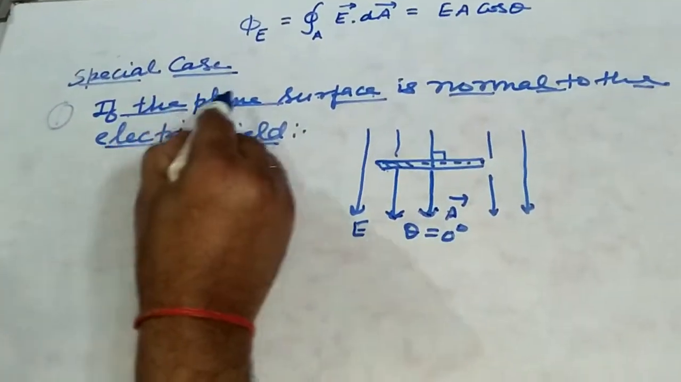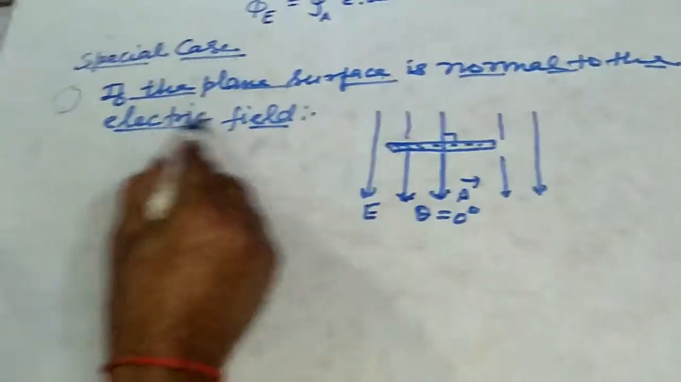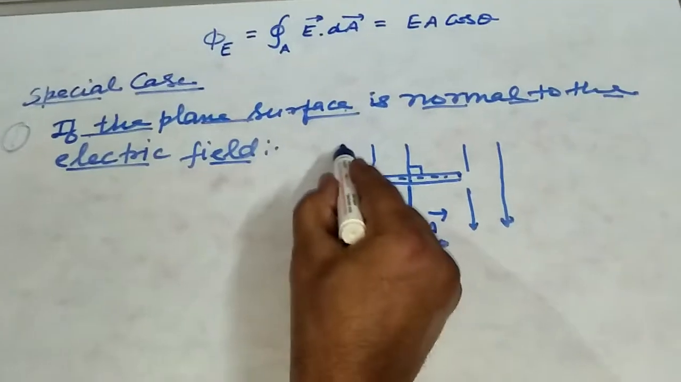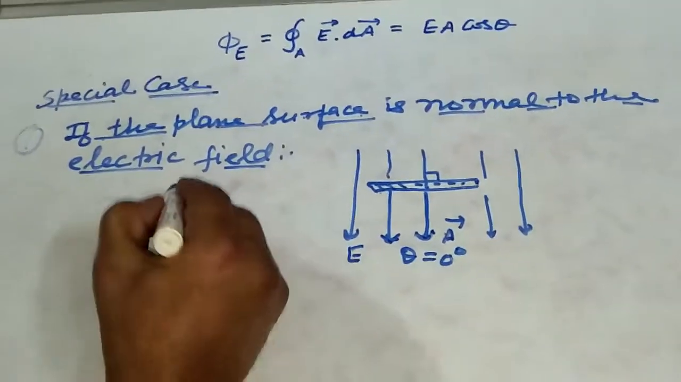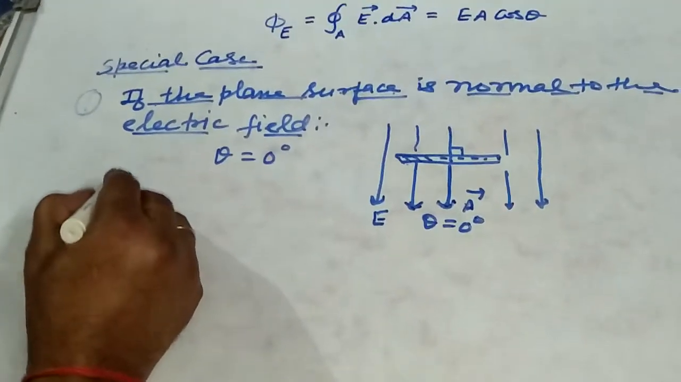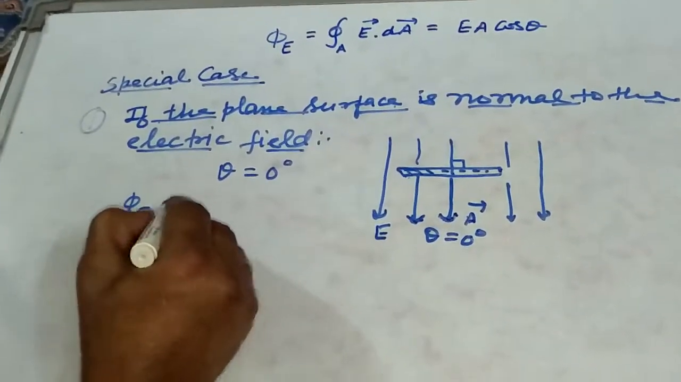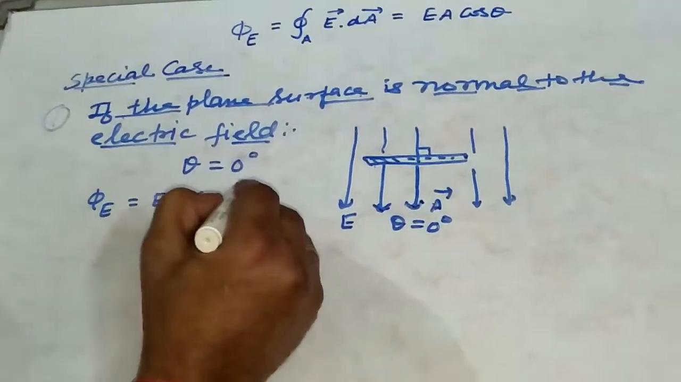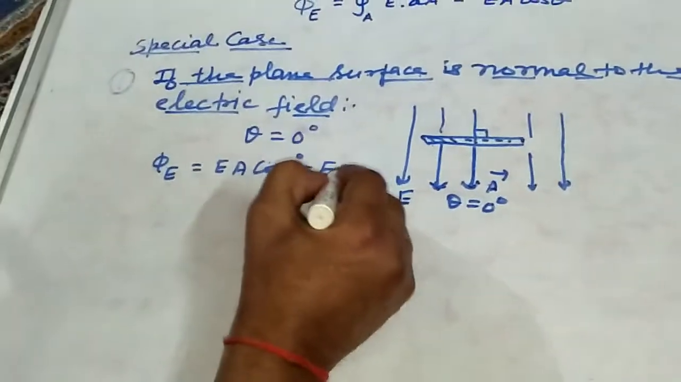It means if the plane surface is normal to the electric field, then its area vector is always parallel to the electric field, and in this case you will take theta equal to 0 degrees, and the electric flux passing through that surface is phi equals E A cos 0, which is equal to E times A.